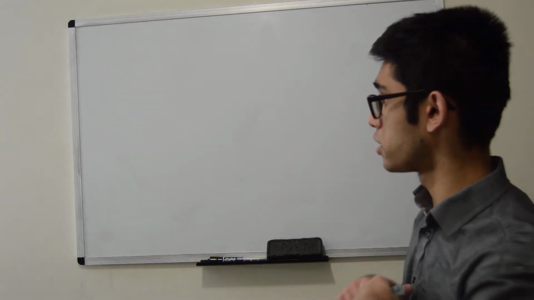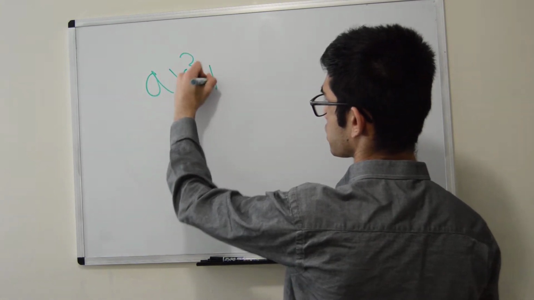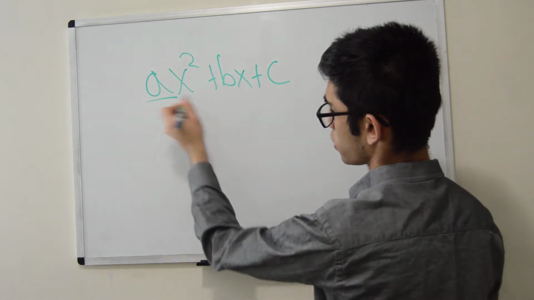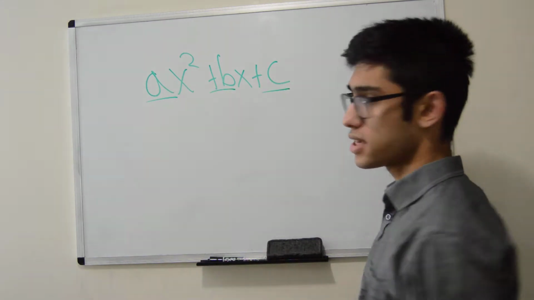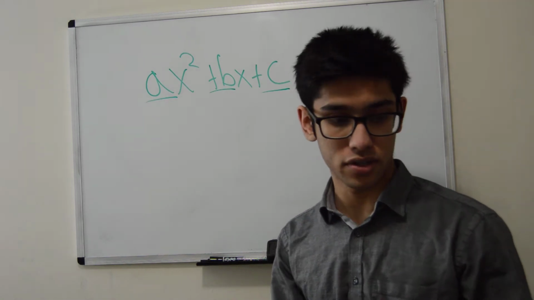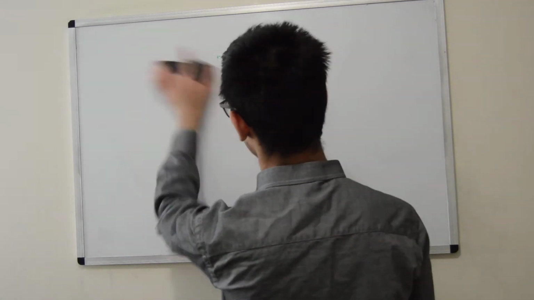Before I get started on that, I just want to remind you of this form, ax squared plus bx plus c. Just remember what the a is, what the b is, and what the c is. If you remember that, this video should be a little bit better for you guys to understand. So let me erase that and get to the first example I want to cover today.